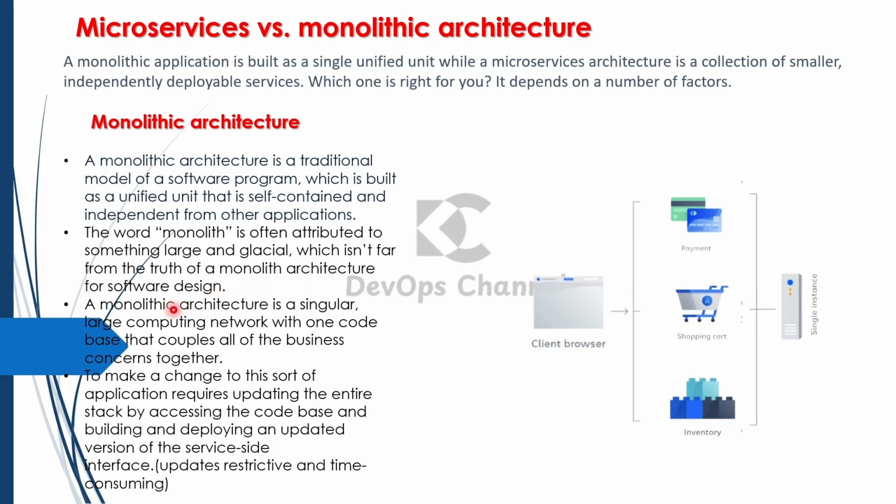A monolithic architecture is a singular, large computing network with one code base that couples all of the business concerns together. It combines all the software and all the pieces of code, all the business concerns that are in different departments, combining all of them.